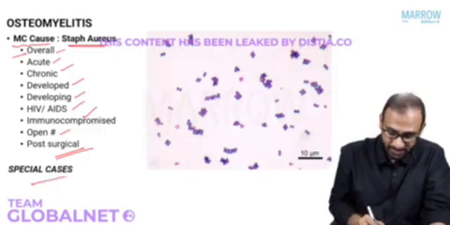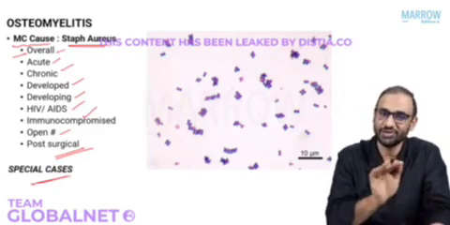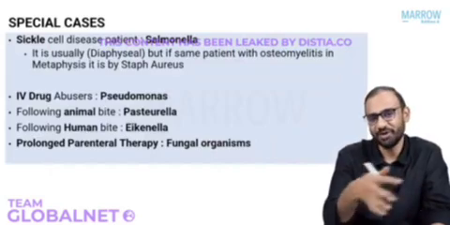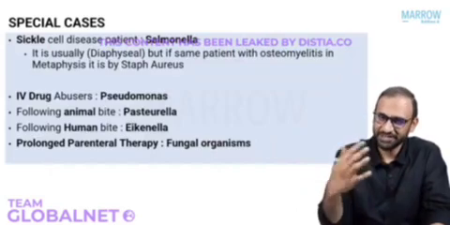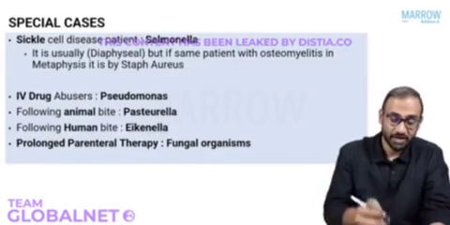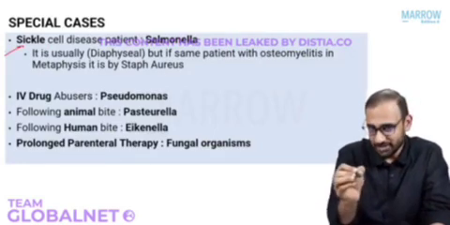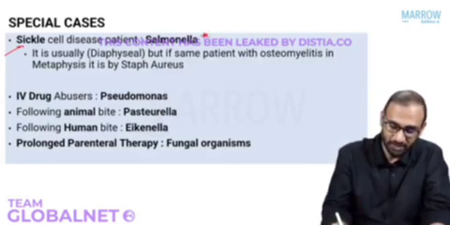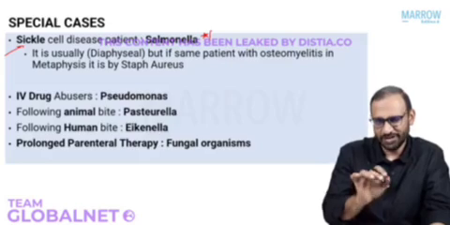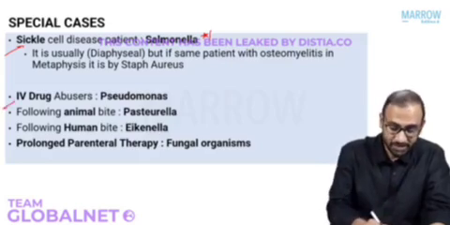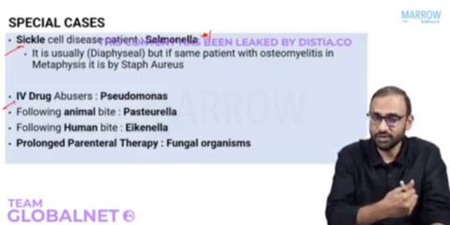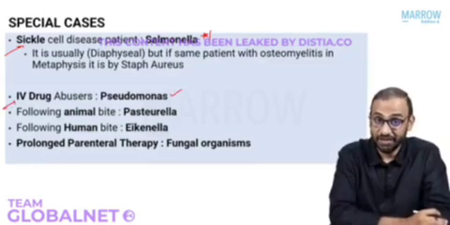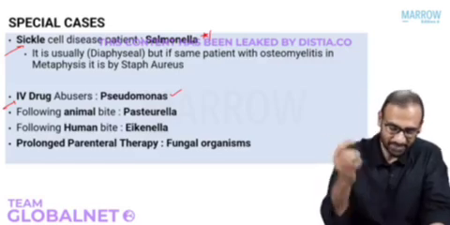So what are the special cases where the organism causing osteomyelitis is not Staphylococcus aureus? So here is the list, friends. This is what you have to memorize. I'm telling you, this is a topic where there is more memorization, less understanding. Anyways, in sickle cell disease patients, the organism that causes osteomyelitis is mostly Salmonella. Please remember this, and I'll explain what is the trick here. Patients who are IV drug abusers, if they get osteomyelitis, it's usually because of Pseudomonas, which comes from their IV drugs or the tips of their needles.